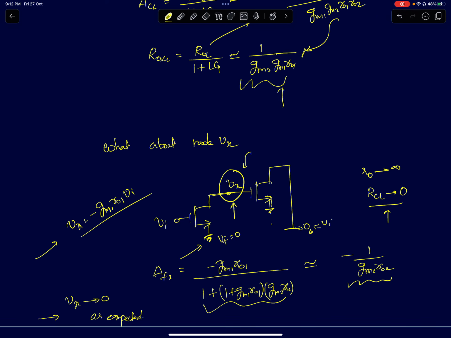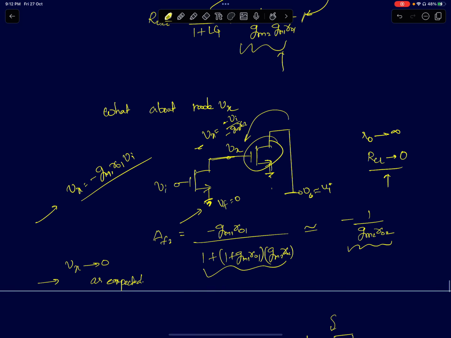Okay, it shouldn't be surprising because if the output node voltage is approximately equal to Vi, then divided by the gain of this amplifier should be the gain of this stage. So Vx should be equal to Vi upon minus of GM2 RO2. Okay, that's what you should expect. Which means the node voltage Vx is not changing much. It's changing insignificantly. The gate of the device M2 or the drain of device M1.